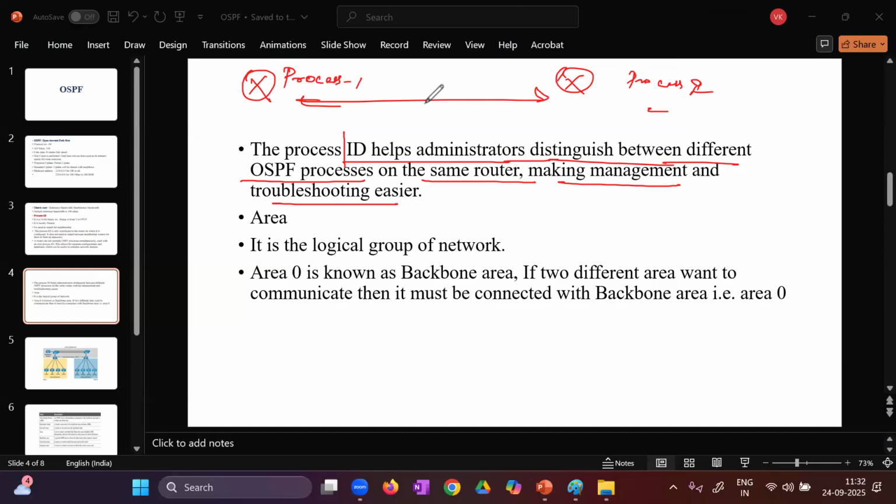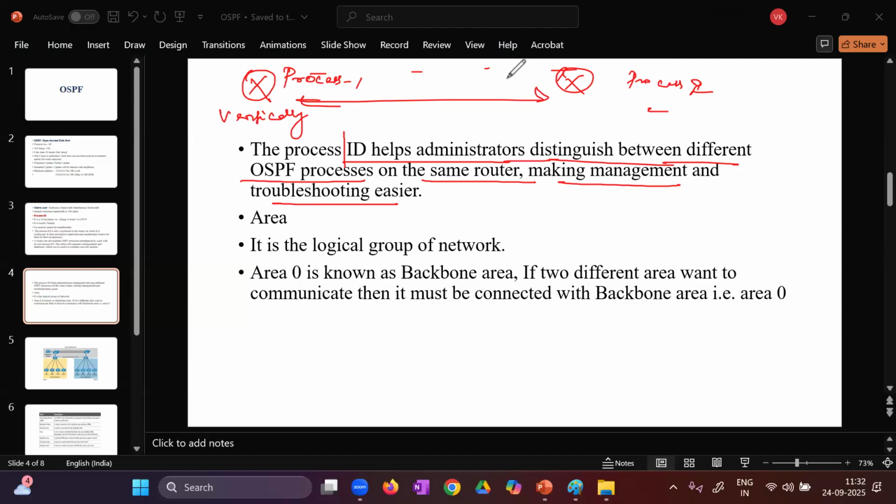Where does it have importance? Vertically. Vertically means on a single router. When I talk about horizontally, it means on multiple different routers, so it does not have importance in the horizontal way. It has importance in the vertical direction, meaning on a single router you can run multiple different process IDs. And one more thing, each process ID requires a unique router ID.